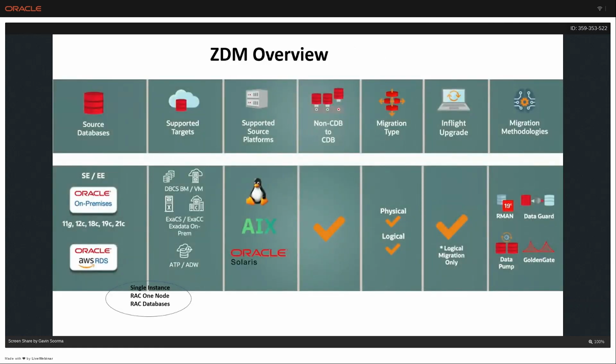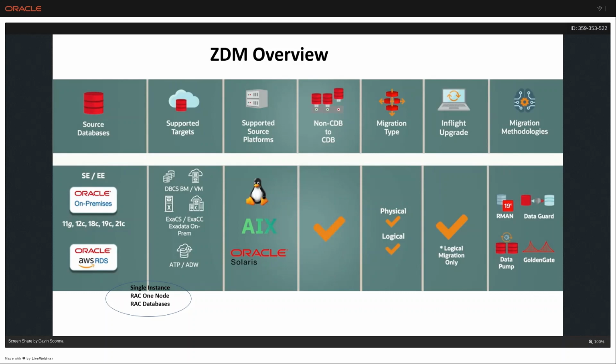So what does it support in terms of sources and targets? Typically, any database from 11.2.0.4 onwards, all the way up to 21c. In terms of operating systems, it supports AIX, Solaris, and Oracle Linux. In terms of targets, ExaCS, ExaCC, as I mentioned already, Exadata on-premises as well, and Autonomous Databases in the cloud. And we can also, as part of ZDM, move from non-CDB architecture to CDB architecture. So remember, Oracle 19c is going to be the last version of the database where we can have non-CDBs.